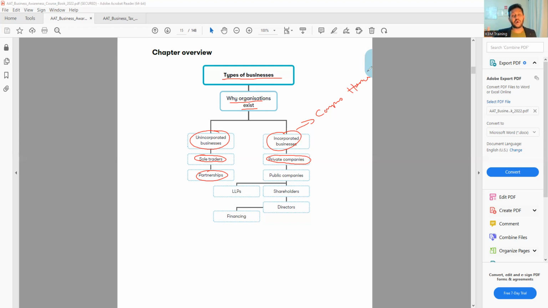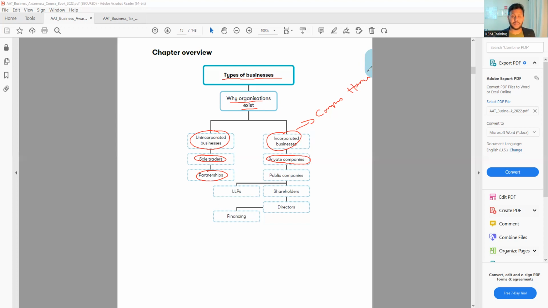The company name always has to end with Limited, LTD. You always have to use the word LTD, that is Limited. If it is a private limited company, it is LTD. If it is a public limited company, then it is PLC. This is the main understanding we have for this business.